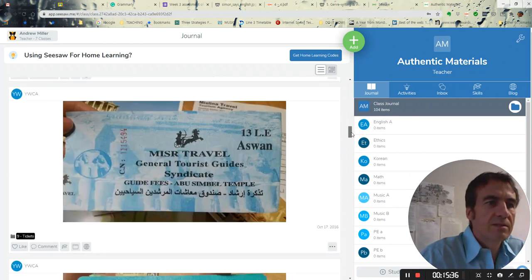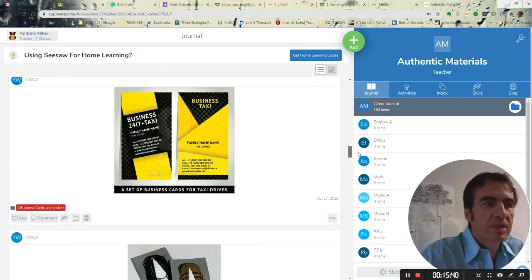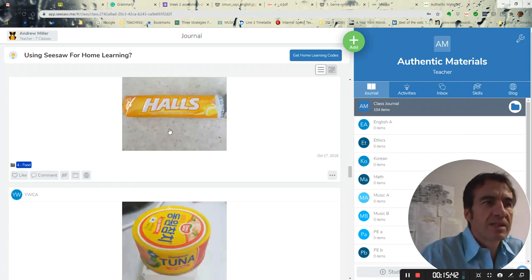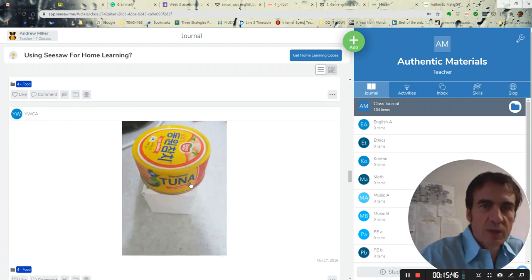So a plane ticket, tourist tickets, train ticket or tram ticket. So these are various things. Even this, looking at the language on it. So when we look at this tuna can and it says light standard, what does that mean? What is light? What is standard?